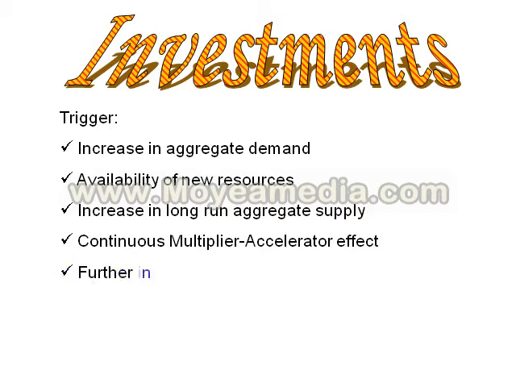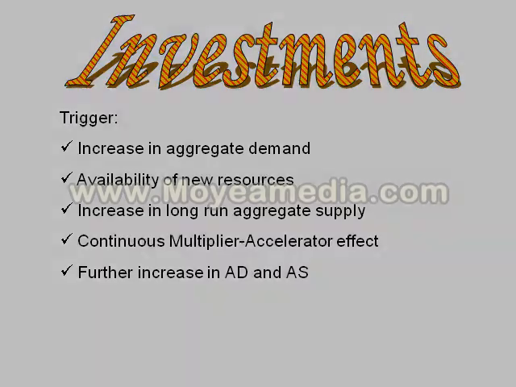The multiplier effect illustrates how an increase in autonomous expenditure, such as investments, leads to increase in income for the recipients. Meanwhile, the accelerator effect shows the amount of new investment that is necessary in order to meet the rise in demand for goods and services due to the rise in national income. Also, there will be a further increase in AD and AS.